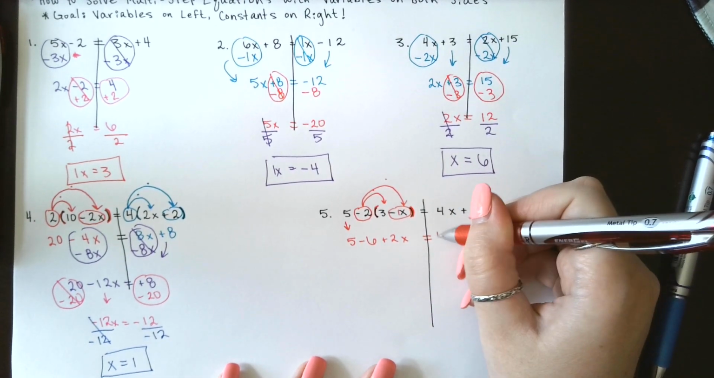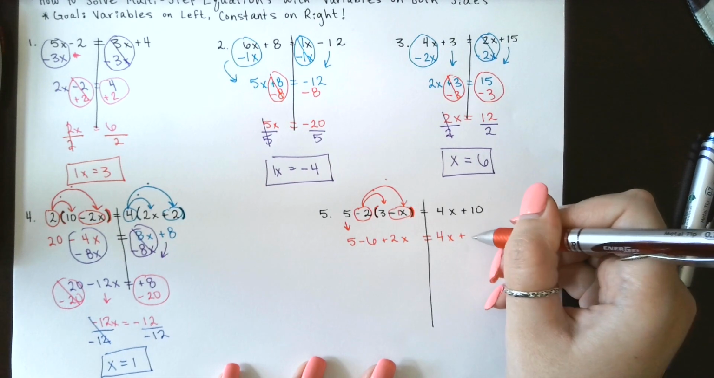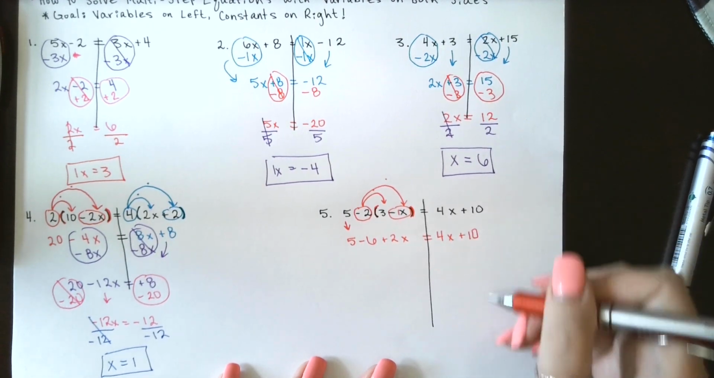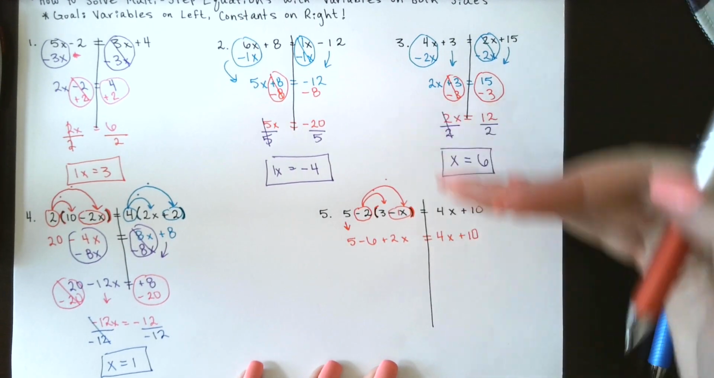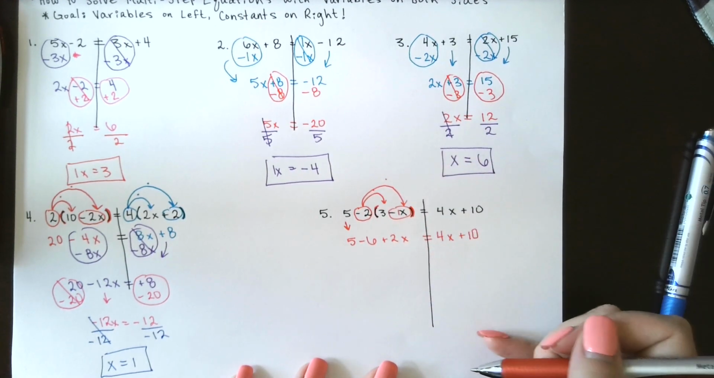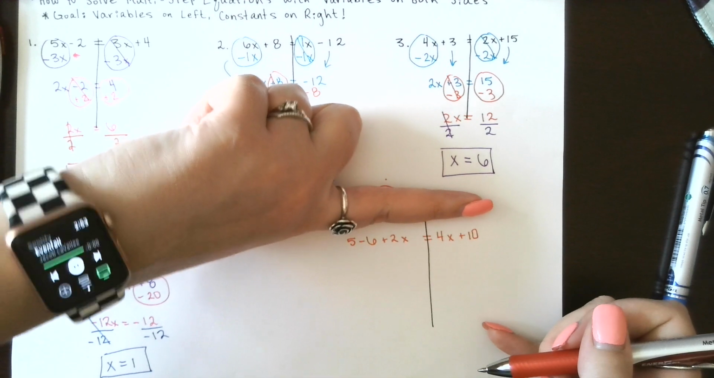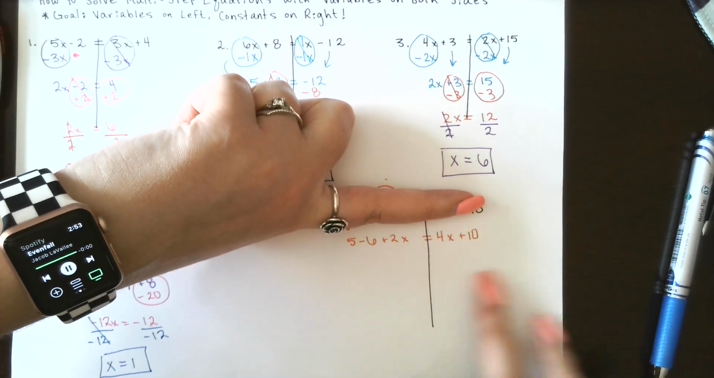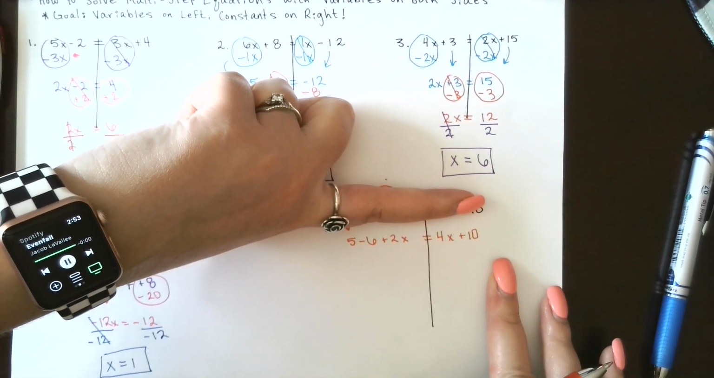Now I'm going to bring down everything on the right-hand side because I can't really do anything over here yet. I didn't need to distribute, but I'm bringing everything down so that nothing gets lost. Now that we've performed that step, we are going to ignore everything up here. This is our new problem. This is our focus.